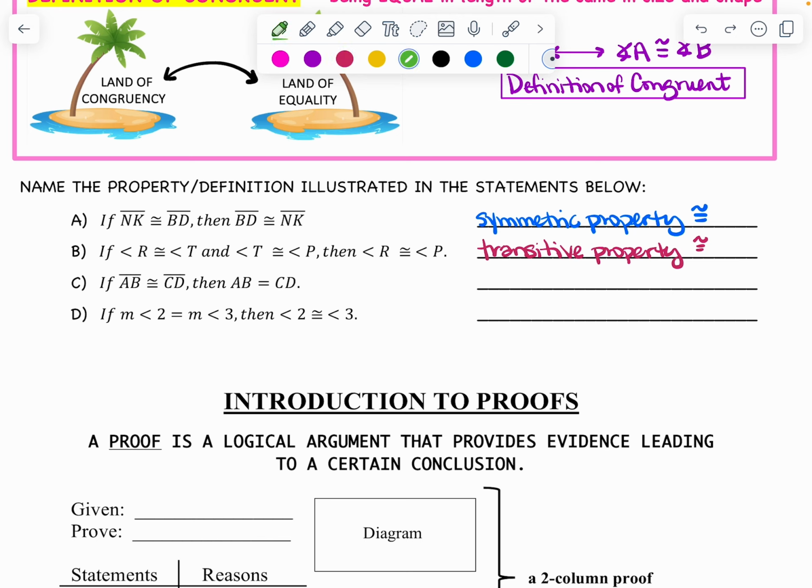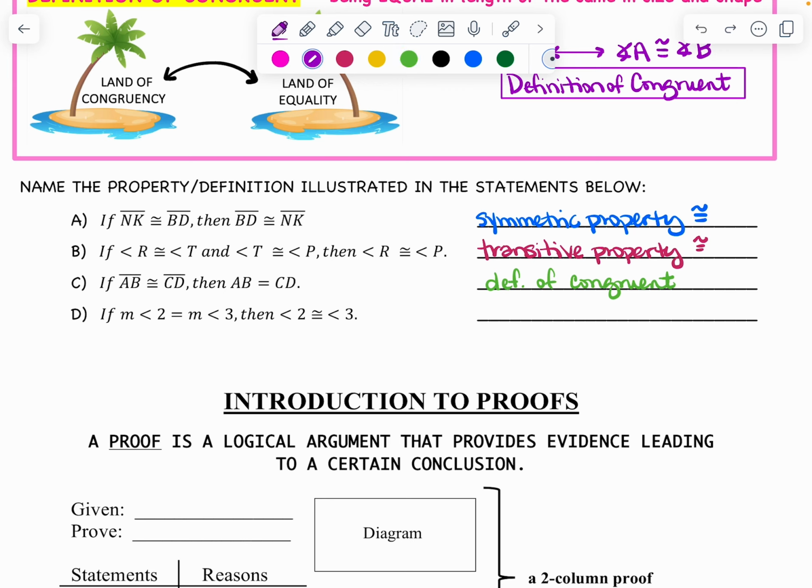All right, the next one. If segment AB is congruent to segment CD, then the length of AB is equal to the length of CD. So this would be definition of congruent. Right, what I was just talking about right above with the two islands, right? The A, the B, the C, and the D. Nothing changed. The AB is still on the left. The CD is still on the right. The only difference between my hypothesis and my conclusion is one is in the land of congruency and one has switched over to the land of equality. Right, so that is definition of congruent.